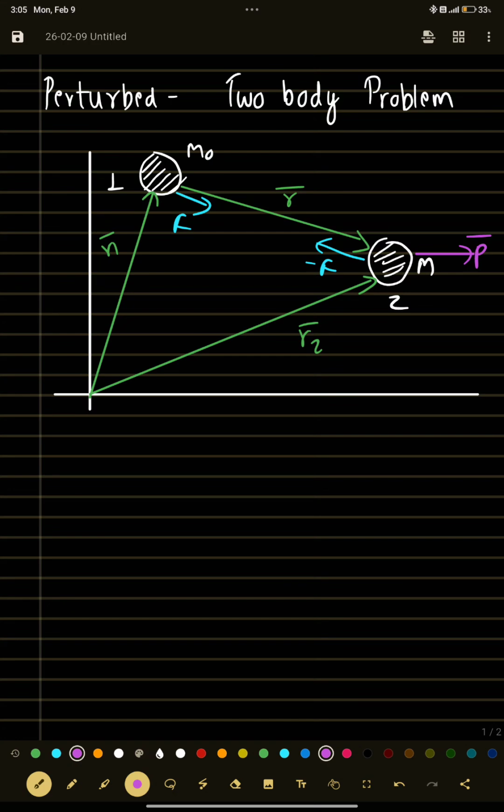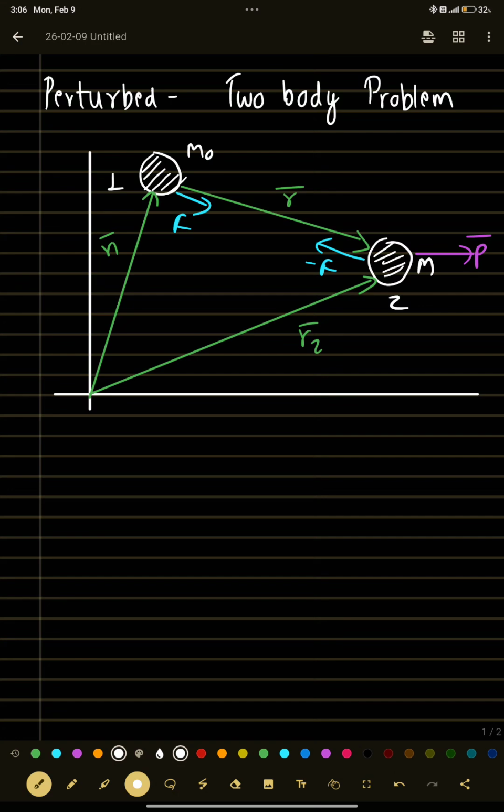the particle 2. Now if you go back to the start of the central force motion right at the beginning, we had some assumptions. Do you remember? One important assumption was that gravitation is the only force. But here, what is happening? That assumption is being relaxed. So apart from gravitation, there is an external force P which is acting on particle 2.